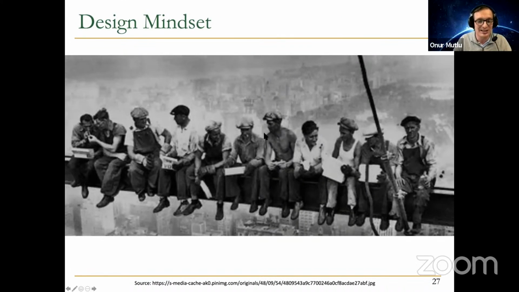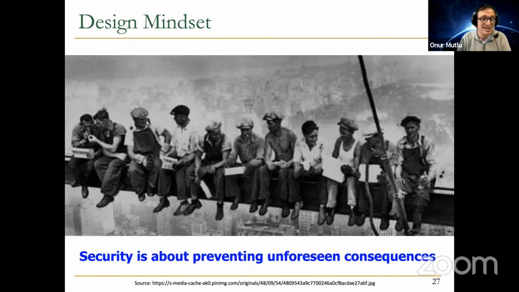These folks are constructing New York after the World War, and they're happy right now. But if there's a security attack on the road they're sitting, they will not be happy in the next minute, right? I will argue that a good mindset is thinking of security as preventing unforeseen consequences in the system. This is a very broad definition of security, in my opinion, but I like this definition because whenever you're a designer, security is a critical issue.